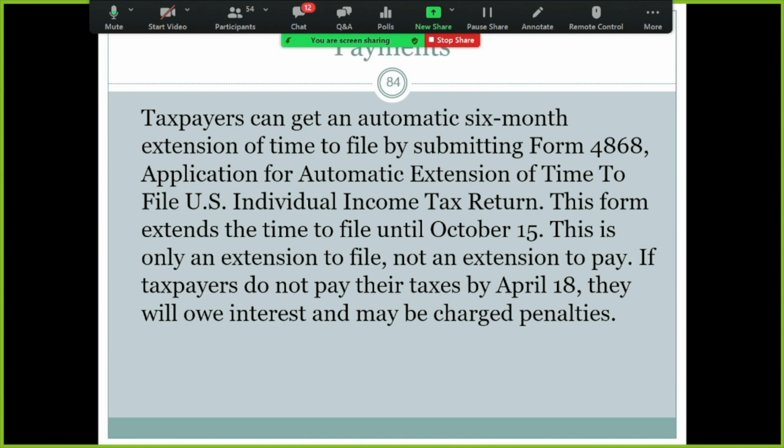And again, this is only an extension to file a tax return, not to make payments. Payments are due by April 18th. And if payment has not been made by April the 18th, there are interest and penalties that will be added onto the balance.